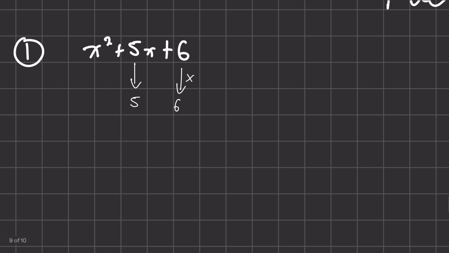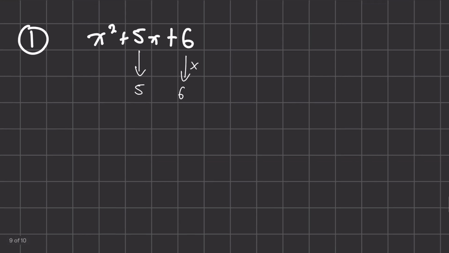So for this type of question, you could just think about it. What two numbers multiply to 6 and add to 5? The way I do it is I just think about which numbers multiply to 6. So there's 1 and 6 and there's 2 and 3. Now 1 plus 6 wouldn't make sense here because 1 plus 6 is 7. But 2 and 3 does make sense because 2 times 3 is 6. 2 plus 3 is 5.